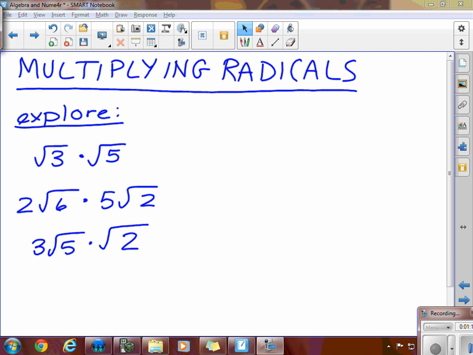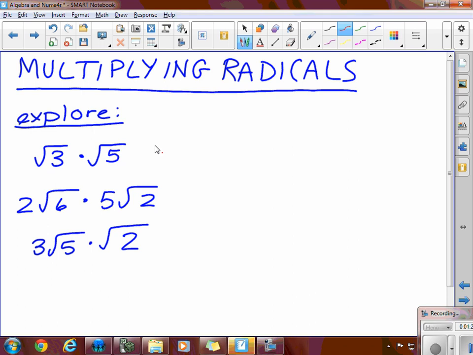Okay, so what is the first one? Root 3 times root 5. If I ask that as a decimal approximation to say 4 decimal places, what is it? 3.8731. Everybody get that? Okay, and then there could be more, but we just said round there.